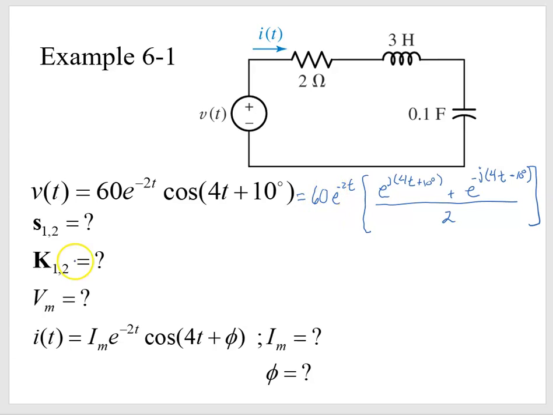So our complex constant k is going to be equal to 60 divided by 2, that's 30, and that e to the j plus or minus 10 degrees, right? So we have 1 and 2, and our frequency s here is equal to our -2 for sigma, but we do end up with plus or minus j4, right? So that's going to have a unit of per second, and fix that so it's the degrees.